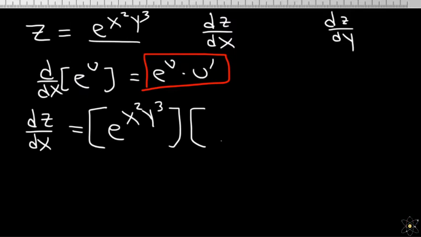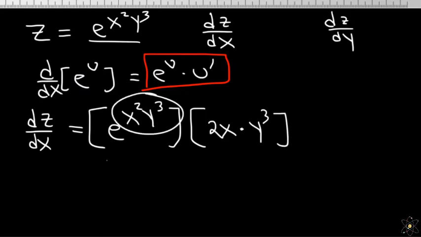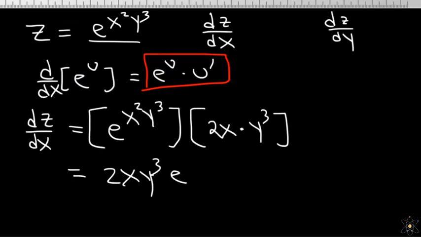Now we want to find the partial derivative. That means we want to treat y as a constant. So we're going to differentiate x squared, which is 2x, and rewrite y cubed. And that will be it. We don't have to use a product rule here. We're only differentiating the x variable. And so that's it. It's going to be 2x y cubed times e raised to the x squared y cubed.